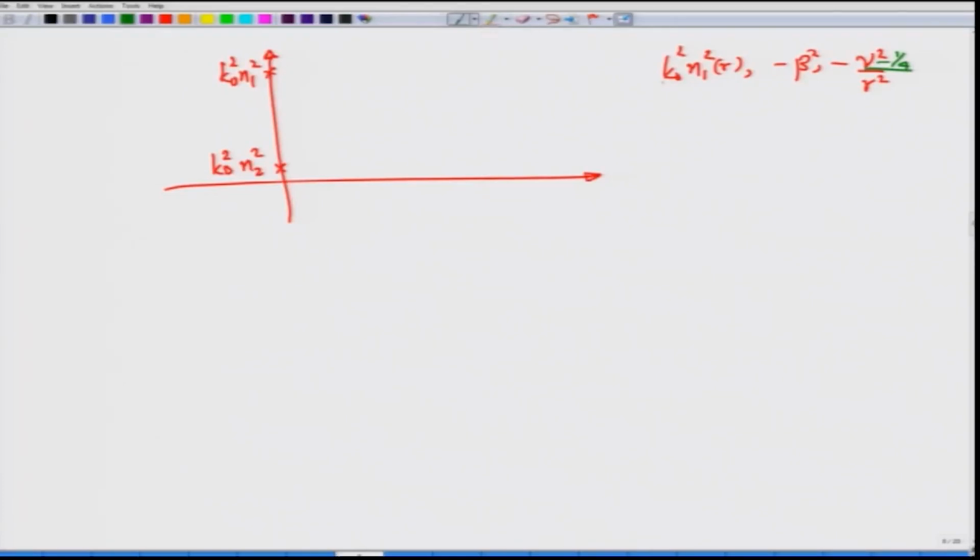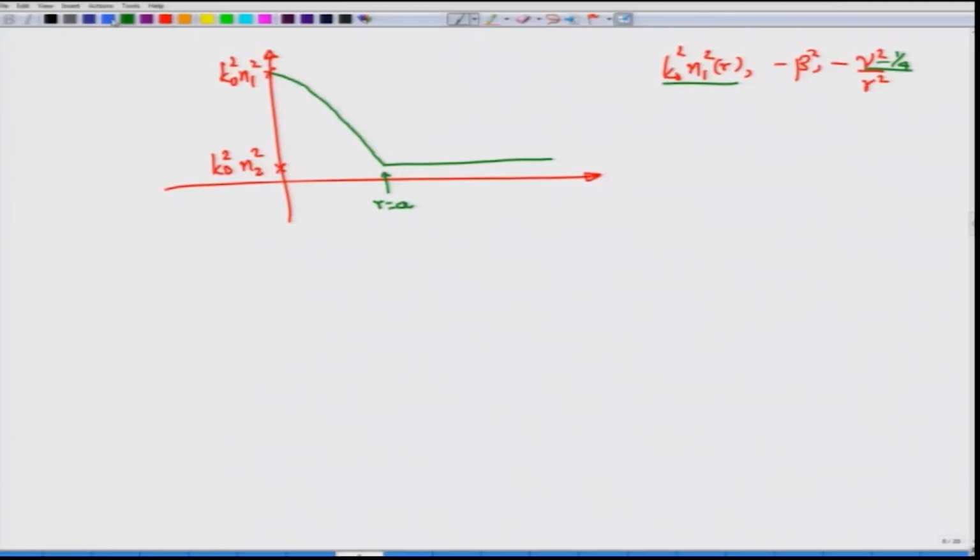So, k 0 square n 1 square would start off with a max value at r equal to 0, and then gradually change and become a constant value when you reach the cladding. The point where this happens is where the core cladding boundary is situated, where r is equal to a.